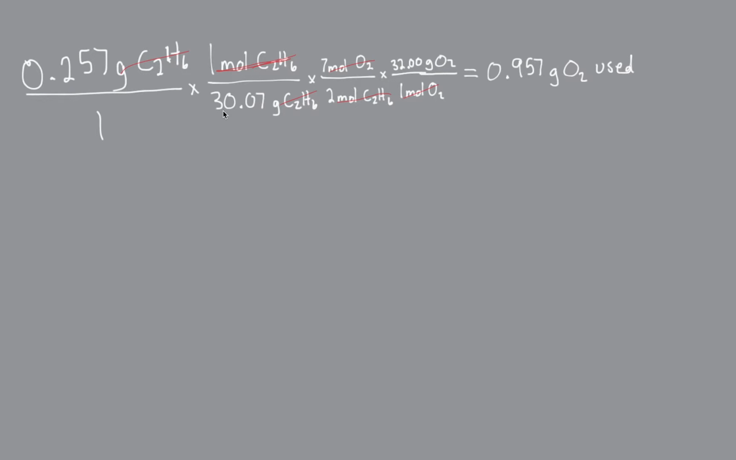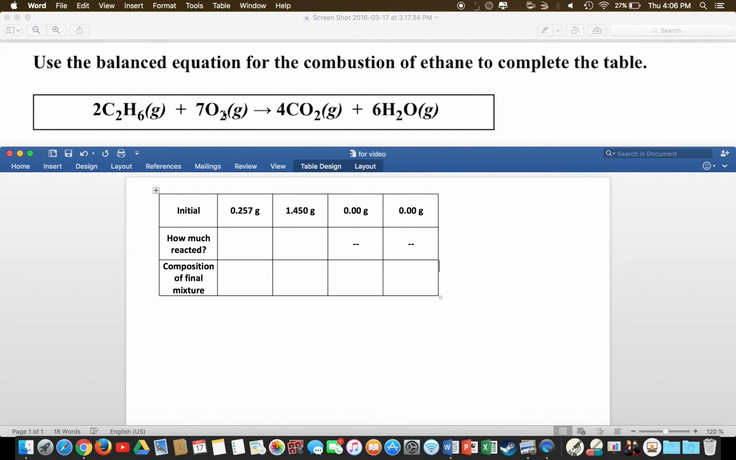So well, great. We don't really care about what was used. I mean, we do. So now you know how much was used. You can go back here and fill out how much is reacted, right? That would be the 0.957. Now what's left, however, requires one additional step.